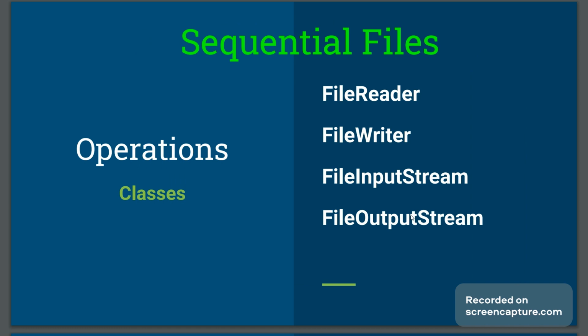The sequential files we have implemented by using the FileReader, FileWriter, FileInputStream, and FileOutputStream classes. So, whenever you are opening a file in the read mode or write mode by using any of these four classes, the file will be treated as a sequential file. It means you have to read sequentially from the zeroth position, and you have to write sequentially from the zeroth position itself.